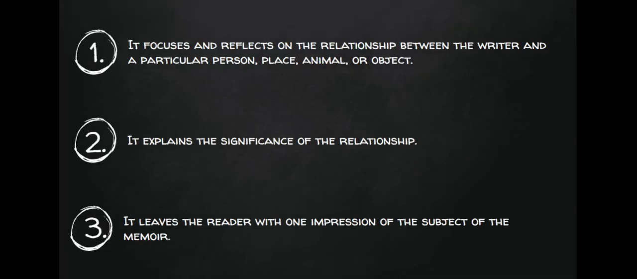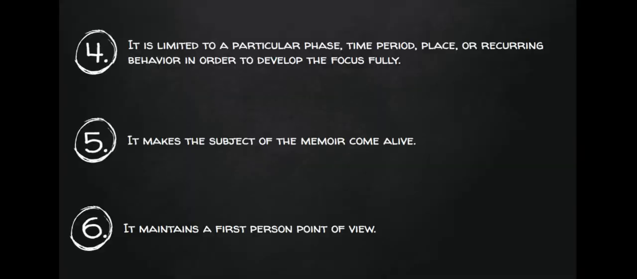Okay, here are the 6 elements of a memoir, and I think this is part of our notes here too. A memoir focuses and reflects on the relationship between the writer and a particular person, place, animal, or object. It explains the significance of that relationship, and it leaves the reader with one impression of the subject of the memoir. So it's focused in on one impression and this relationship between the writer and the subject. Could be a person, place, animal, or object. I would say or event as well.